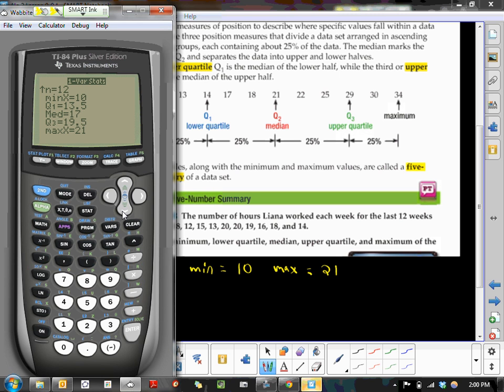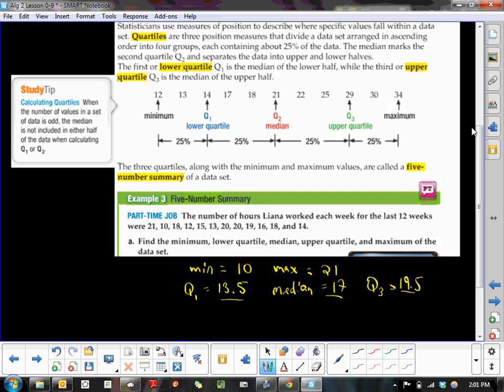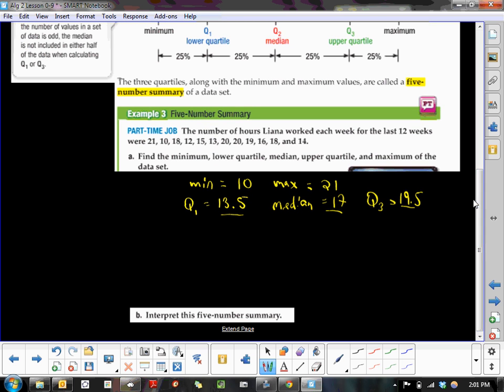Now what we want is our first quartile. So the first quartile is 13.5. Our second quartile, or median, is 17. And then our third quartile is 19.5. Now these are the numbers that divide our data set into 4 equal parts. So we have identified the lower quartile, the upper quartile, the median, and the max and the min. That is our 5-number summary. So the calculator makes that a quick and efficient way of doing this.